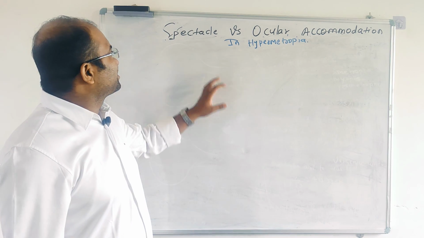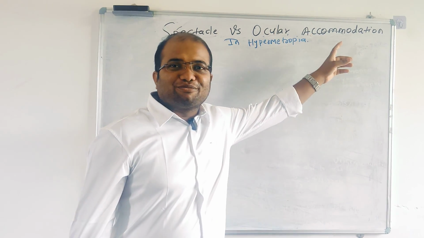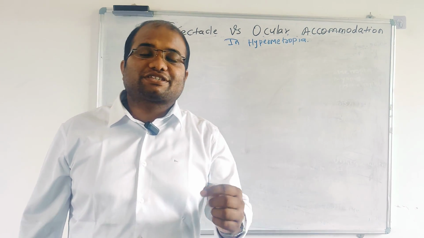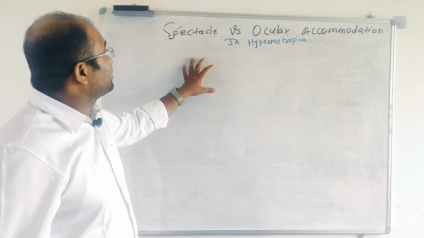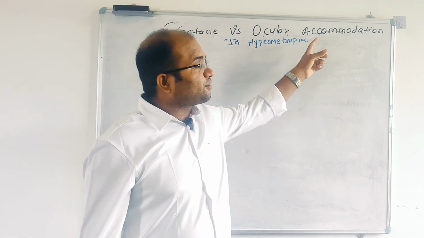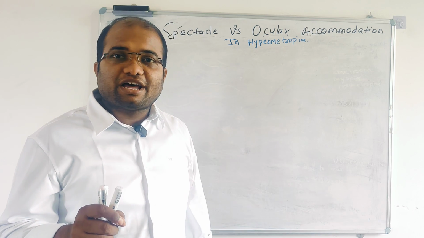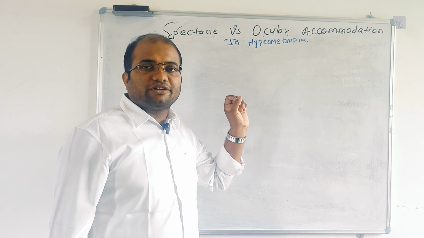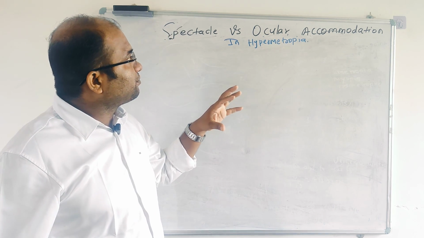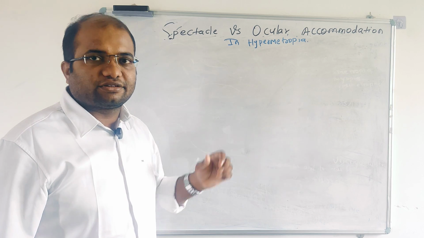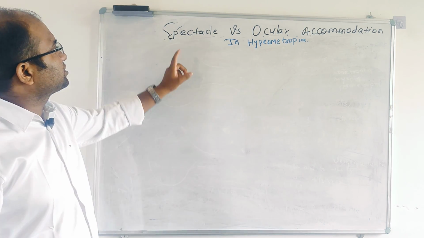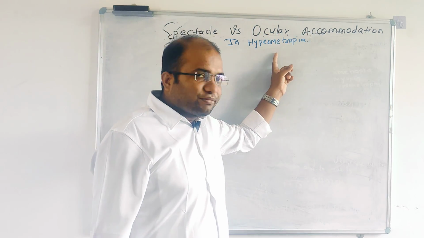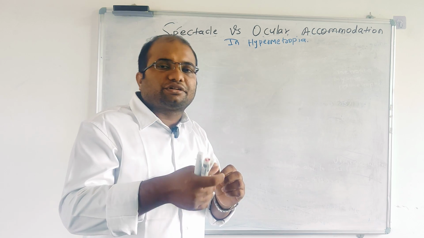Today we are going to discuss spectacle versus ocular accommodation in hypermetropia, and it is a continuation of the previous classes. In previous classes we learned about spectacle versus ocular accommodation in myopia and emmetropia. So today we are going to learn in detail how the ocular accommodation and spectacle accommodation occur in hypermetropia. Okay, so let me first discuss the spectacle accommodation in hypermetropia, then we'll discuss ocular accommodation in hypermetropia, and then we'll compare both, right?